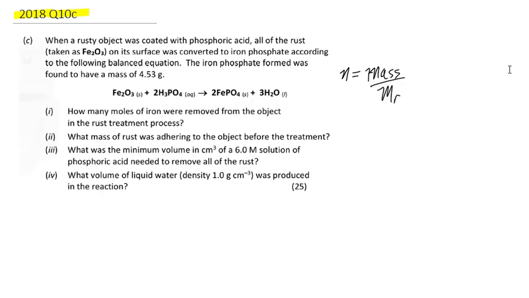So first thing I'll do is write out the chemical equation. And now once I've got the chemical equation written out, I will make this table that I mentioned. In the first row I'll have mass, and then relative molecular mass, and then number of moles.